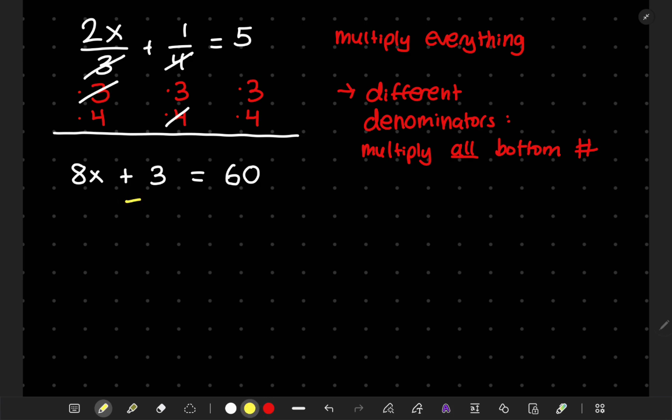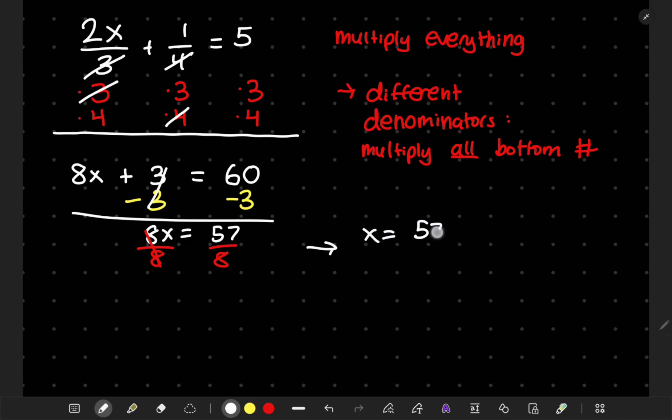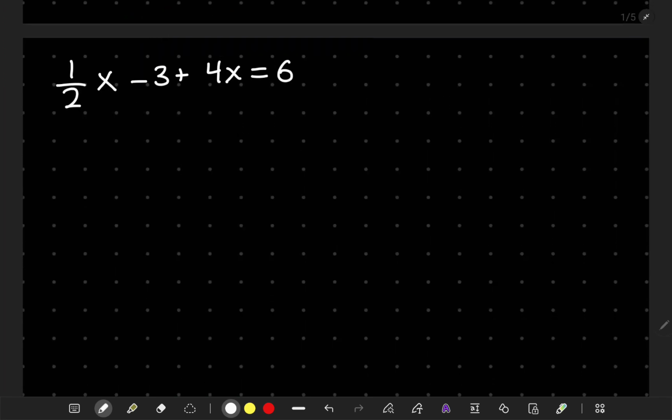To finish this off, we subtract 3 from both sides just like this. The 3's cancel out, so we get 8x equals 57. Dividing both sides by 8 to get rid of the multiplication in front, we get x equals 57 over 8. I believe this also gets us to 7 1/8 or 7.125. These are acceptable answers. Let's move on to the next one because this is also related to fractions.